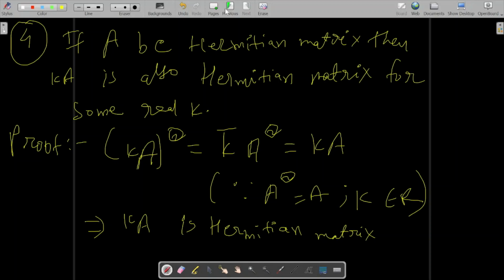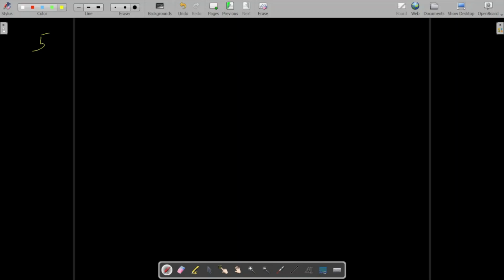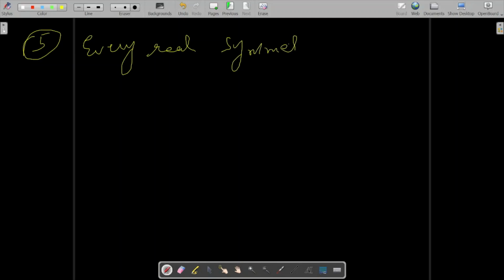Now the fifth property: every real symmetric matrix is Hermitian.